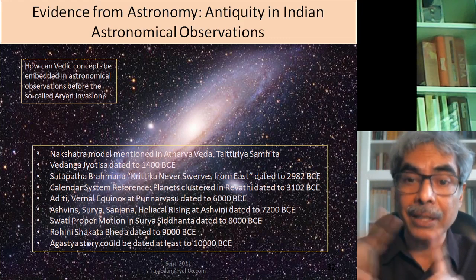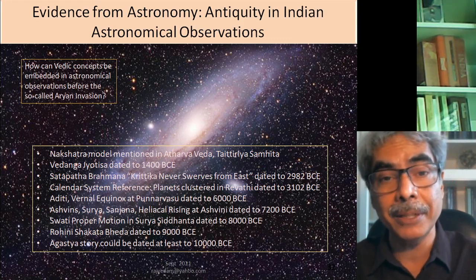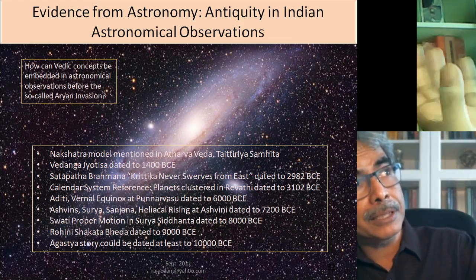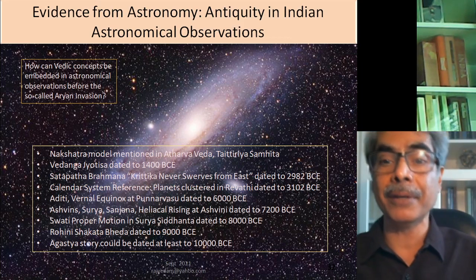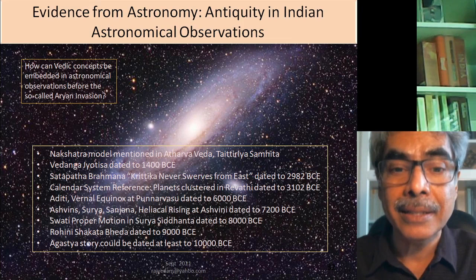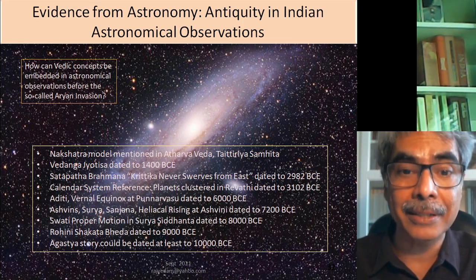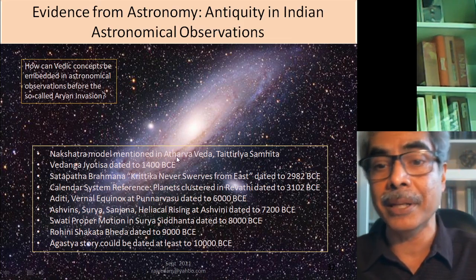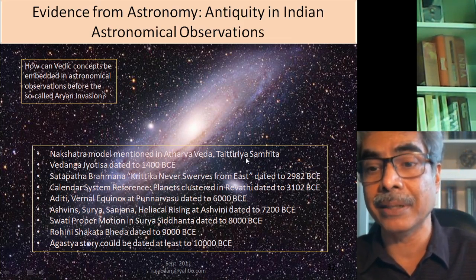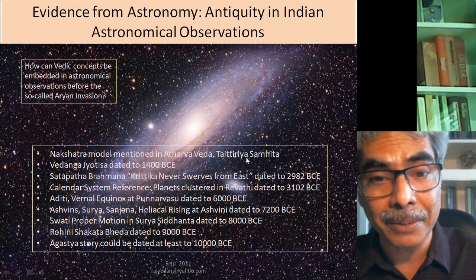And so they had divided the ecliptic into 27 segments, identified them by the principal brightest stars in that segment of the sky, and given them mnemonics, names to remember. This model is called a nakshatra, or a lunar mansion, if you will. This nakshatra model is mentioned in the ancient texts of Atharva Veda and the Taittiriya Samhita. So we know its antiquity.